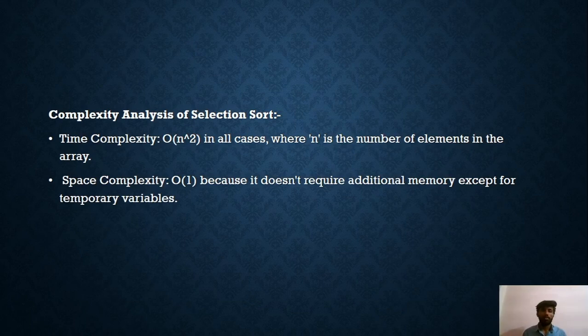Complexity analysis of selection sort. For time complexity, we have big O of n square in all cases, for the worst case and also for the best case, where n is the number of elements in the array. For space complexity, we only have big O of 1 because it doesn't require additional memory except for temporary variables.